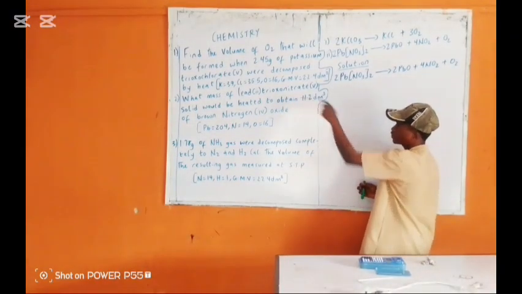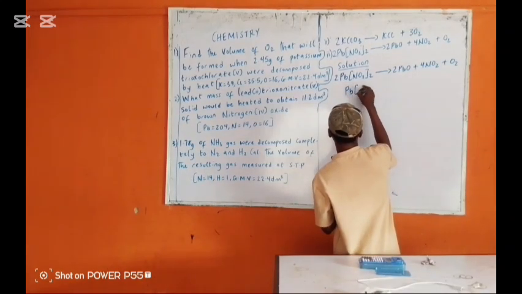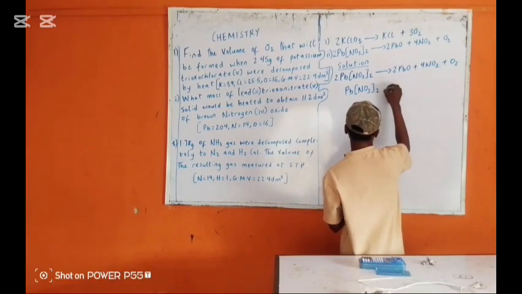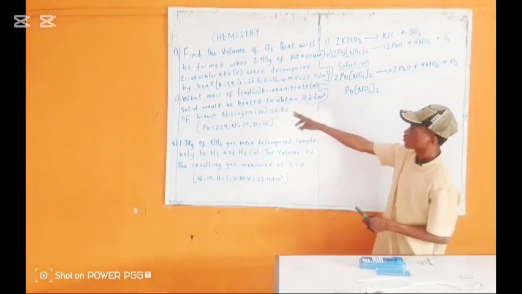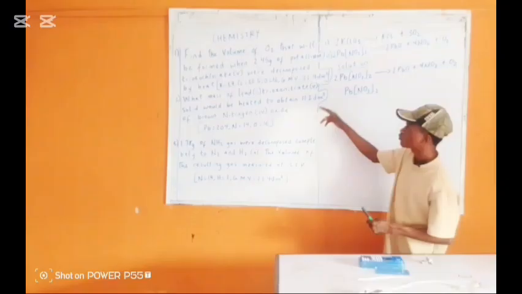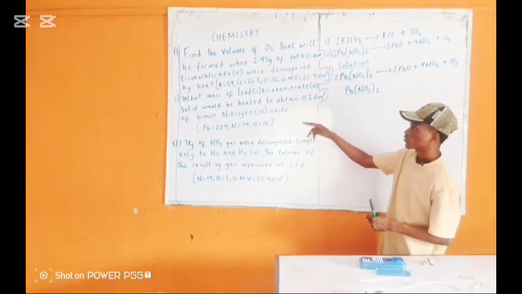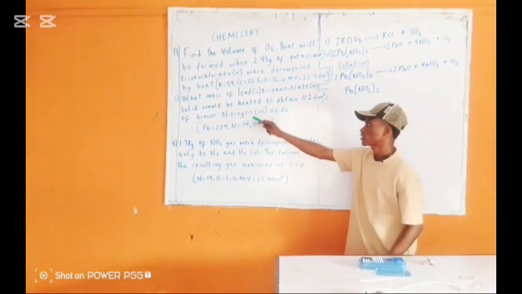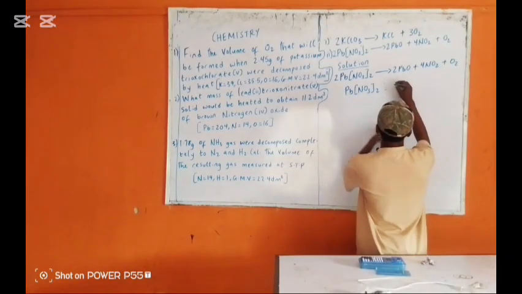So the first one here is lead 2 trioxonitrate 5. Solid would be heated to obtain 11.2 dm³ of brown nitrogen 4 oxide. So this particular substance here is having value.